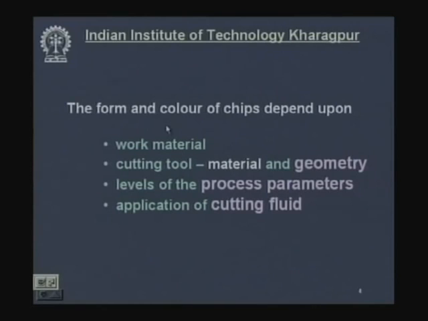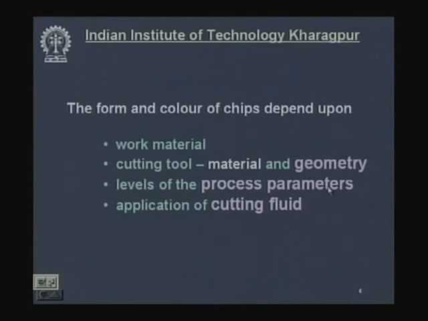The form and color of the chips depend upon the work material. For example, if the work material is brittle, the chips will be discontinuous, broken chips or dusty chips. If the work material is ductile, we get continuous chips. It also depends upon the cutting tool, both material and geometry. If the tool material is chemically inert, the chips will be better. If the material is sticky or has chemical affinity towards the work material, the chips will be poorer. And geometry, like the rake angles of cutting tools, plays an important role on the chip form.